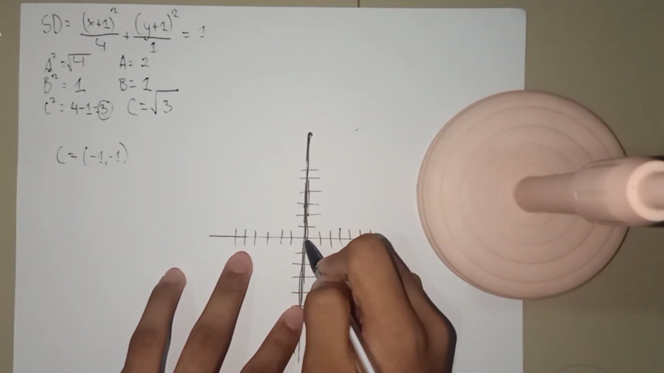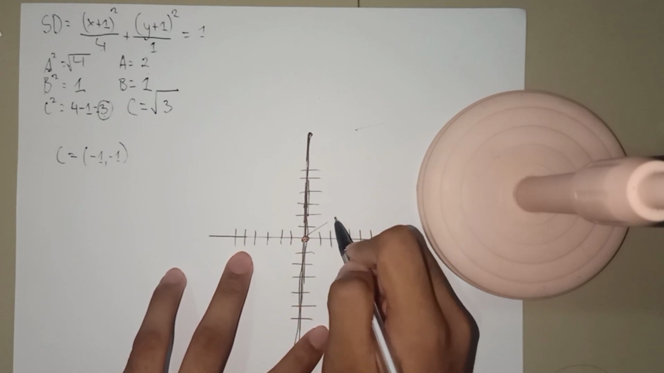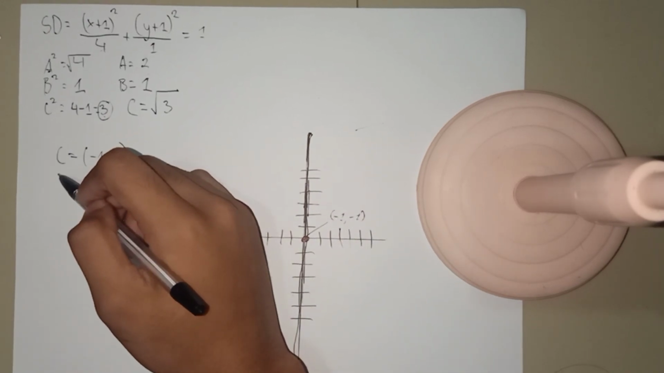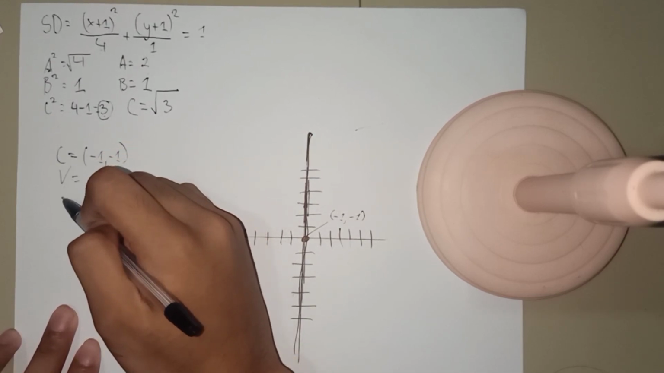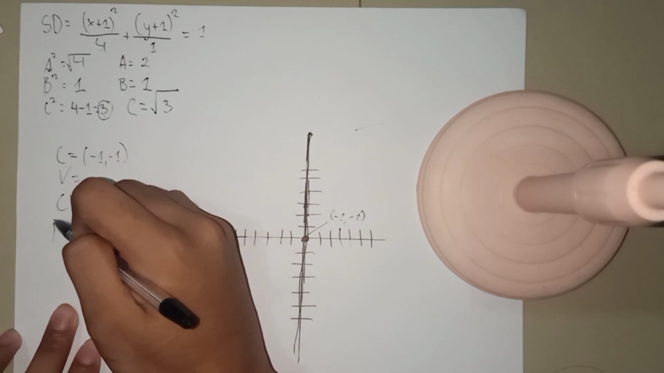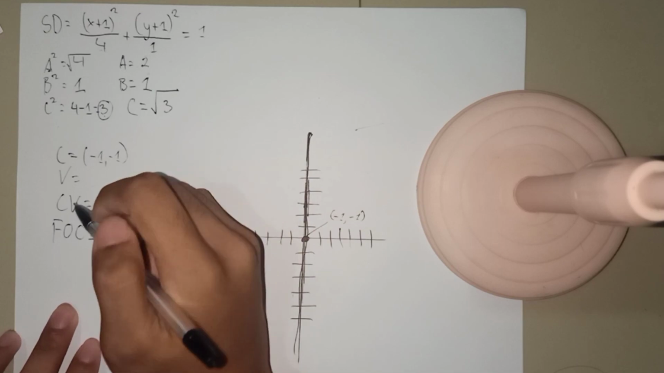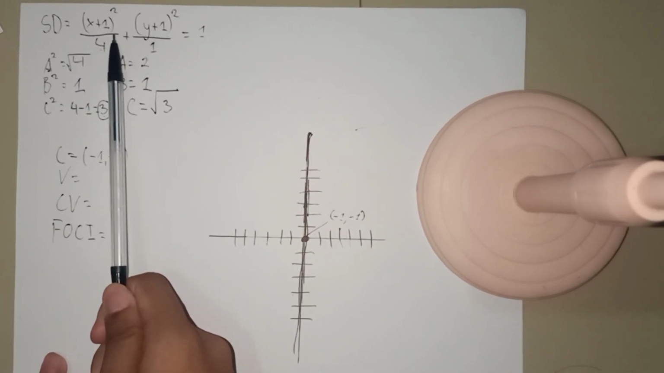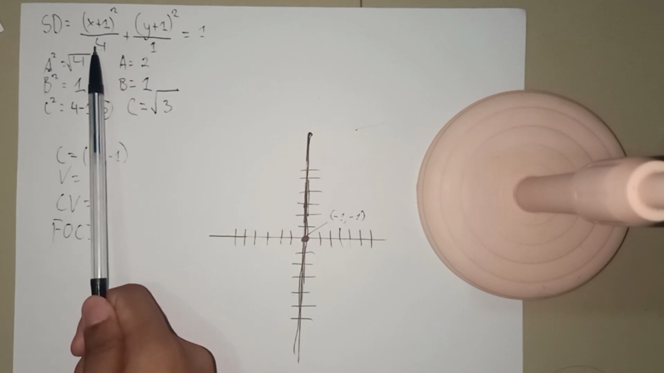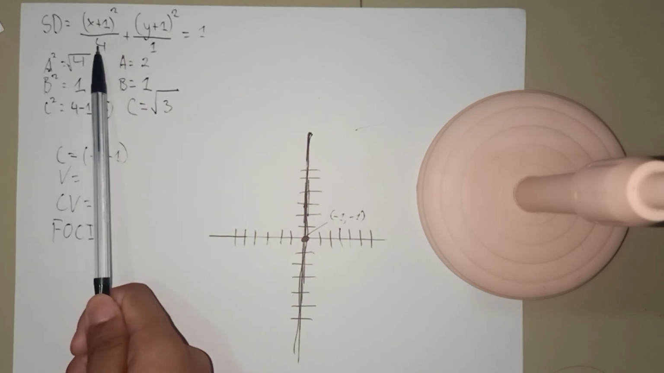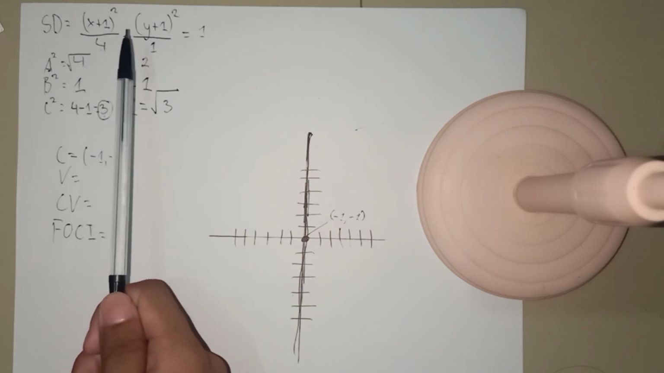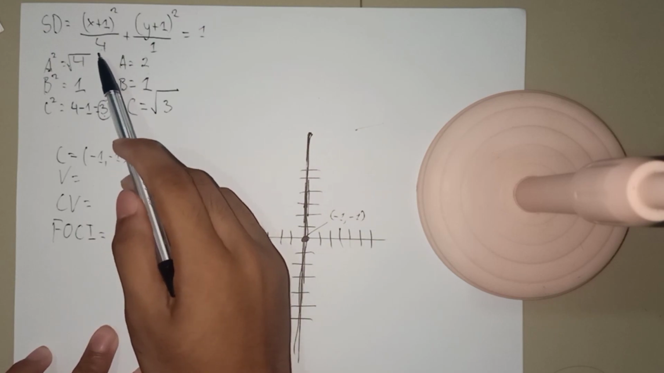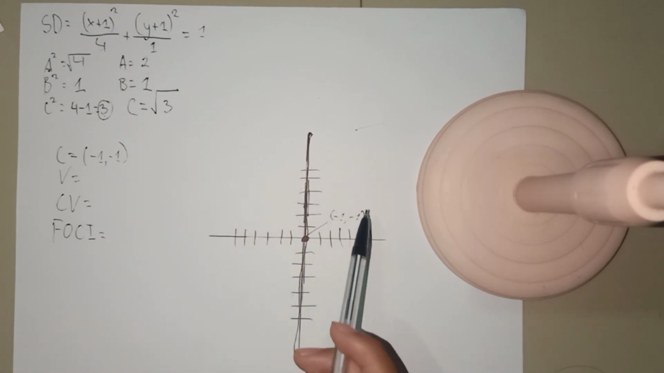Let's graph it here. We're gonna start from the center and mark it as -1, -1. Next is to find the vertices, co-vertices, and the foci. Let's first identify the orientation. Which denominator has the larger number? Is it in the x variable or is it in the y? That's right, it's in the x variable. So, our orientation is horizontal. But if the other denominator is larger, it's gonna be vertical. That's how you find out the orientation.